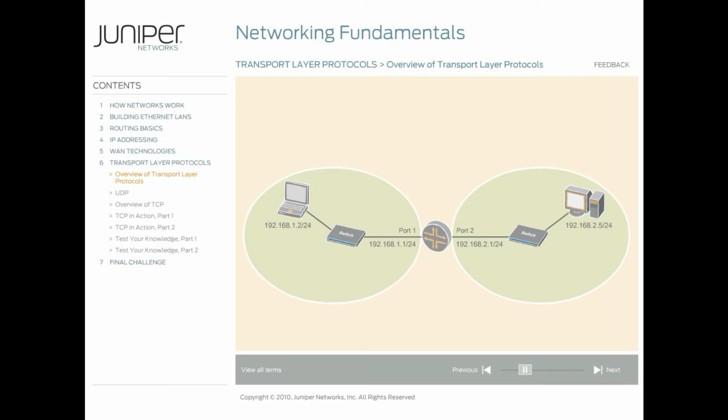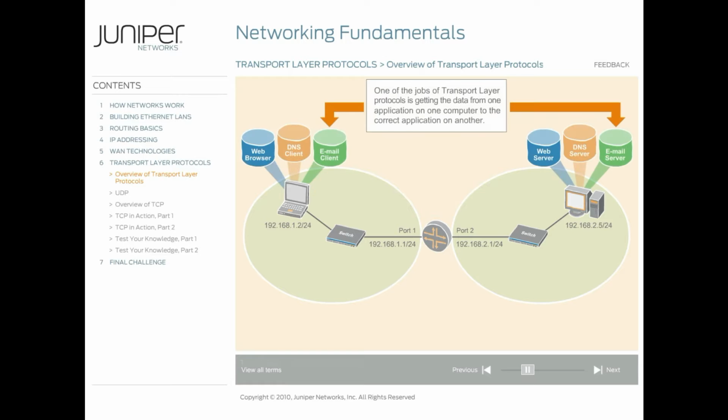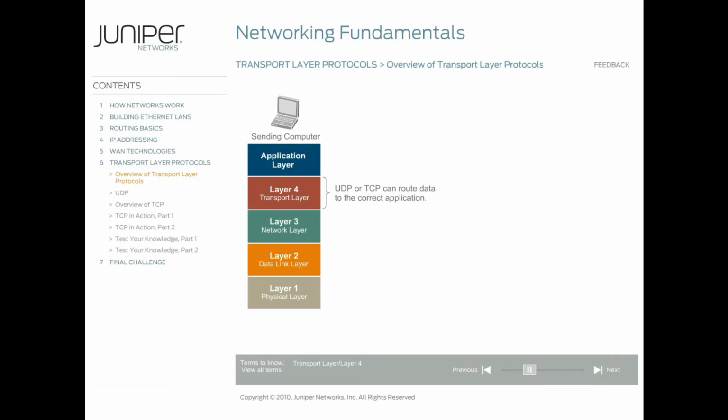The same is true when data arrives at a destination computer. Data gets routed to the correct computer with the help of IP and other lower layer protocols such as Ethernet. But once there, its journey isn't complete. One of the jobs of transport layer protocols is getting the data from one application program on one computer to the correct application program on another. Transport layer protocols enable true end-to-end or application-to-application communication.